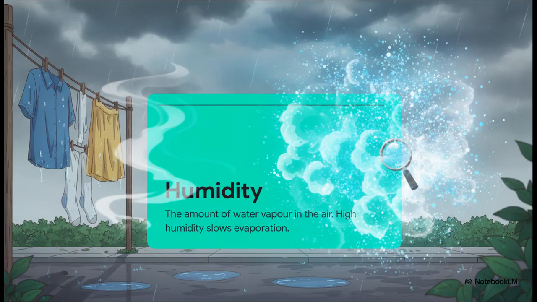And that brings us to another massive vocabulary word: humidity. Humidity is simply the amount of water vapor already present in the air around us. On a rainy day, your wet clothes dry super slowly because the air is already totally full of moisture. It's that muggy, sticky condition we call high humidity. Basically, the air just doesn't have room to take in any more water vapor quickly.